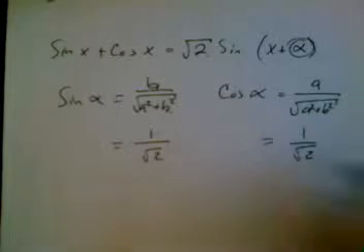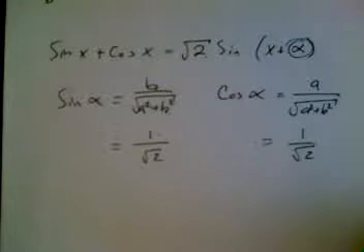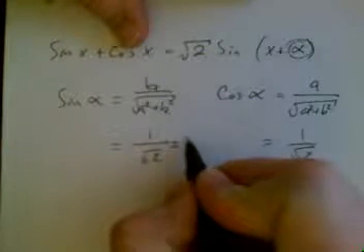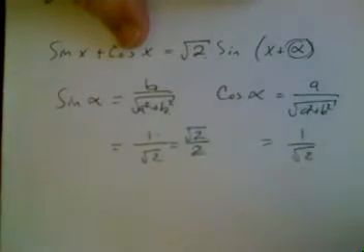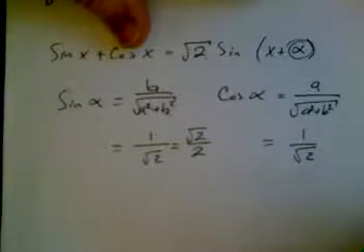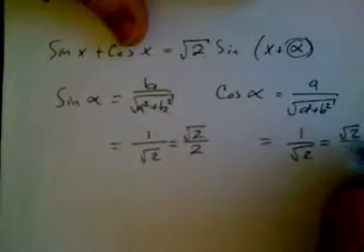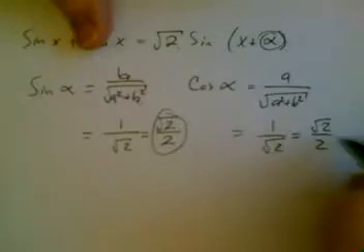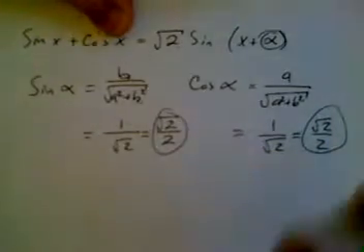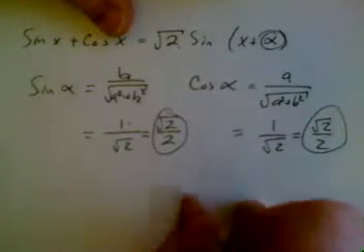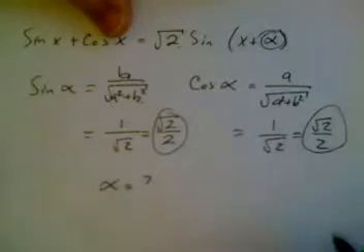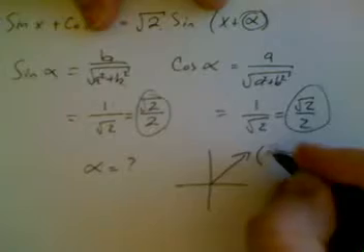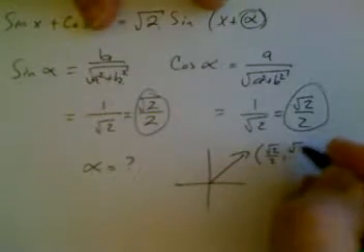1 over radical 2 as well. Well, if you're very, very good at remembering your unit circle, and remembering that we don't really like unrationalized denominators, we actually get that the sine of alpha is this, and the cosine of alpha is this. What does that mean that alpha must equal? Where on the unit circle do I have the point radical 2 over 2, radical 2 over 2?